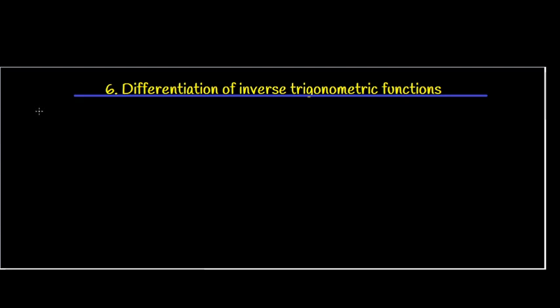We can have our function like sine inverse of x, and then we can also have tan inverse of x. So that's what we refer to as inverse trigonometric functions. Then also cos inverse x, we can also have sec inverse x, like that. And then, so how do we differentiate these?